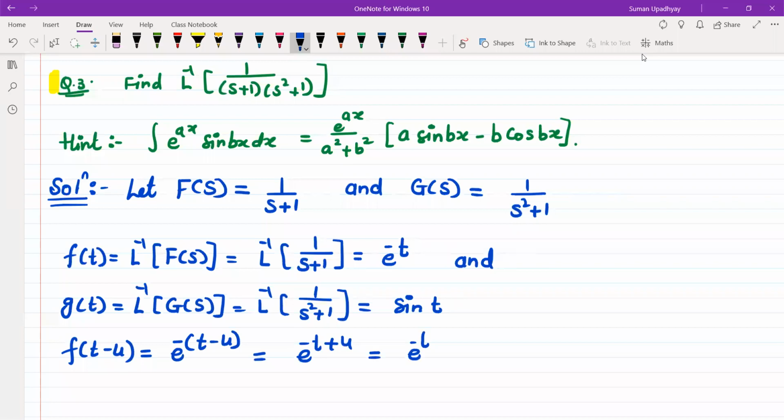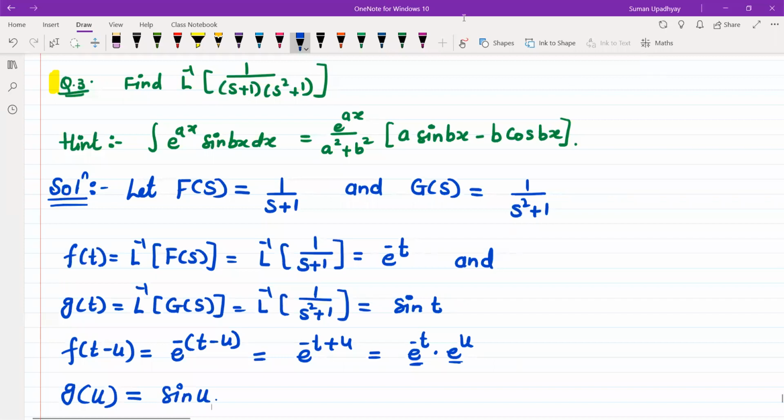So this can be written as e raised to minus t into e raised to u. Correct? Why did I write this? Because we are going to integrate it with respect to u, so e raised to minus t will be constant, and that we can take out. That's why I purposely took it as f of t minus u. And the next one, g of t, I'm going to take as g of u, so g of u is sin u. Very good. So we got f of t minus u and we got g of u.